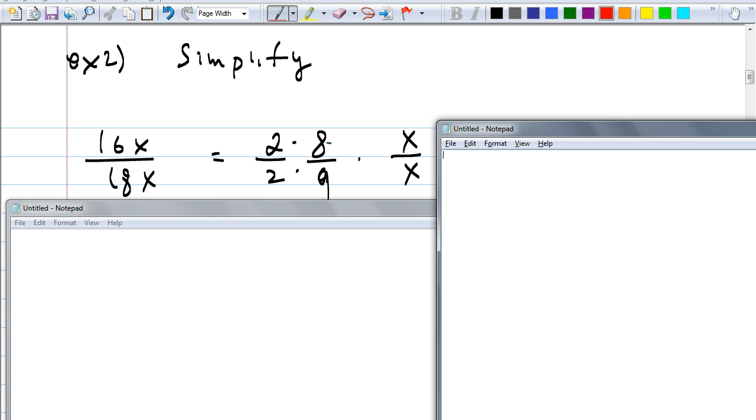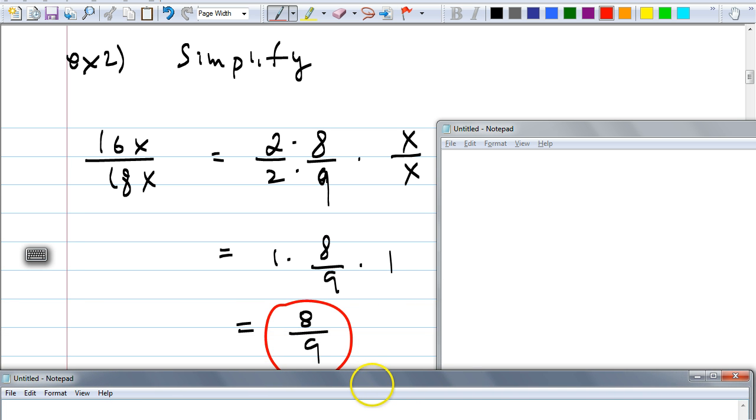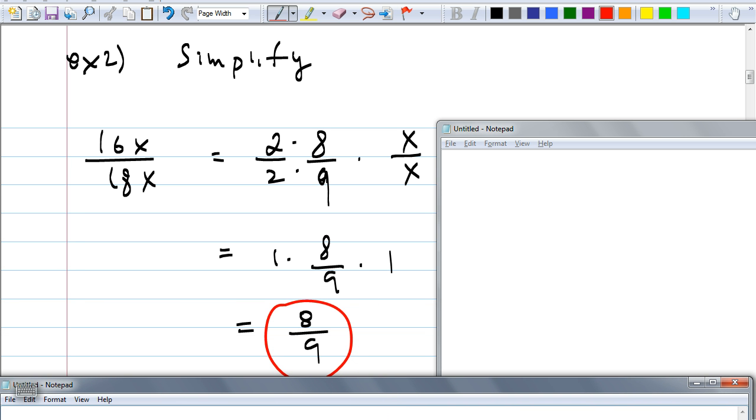8x over 9x. Now, what is x over x then? 1, isn't that right? So 8 over 9 is simply 8 over 9. Now, if you write it this way, 8 over 9, you will get half credit. What about the x? Oh, that's 1. Okay, x over x is 1, right?